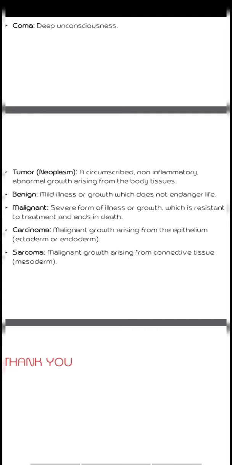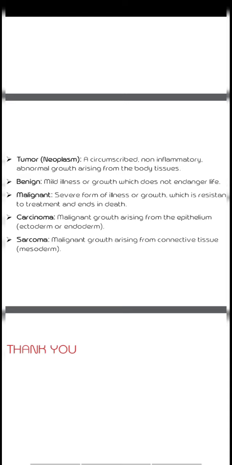Okay, malignant tumors के आगे दो types हैं. One is carcinoma, one is sarcoma. When a baby is developing, there are three layers. We'll study it in embryology. There are three layers from which all the structures develop. There is endoderm, ectoderm, and mesoderm.